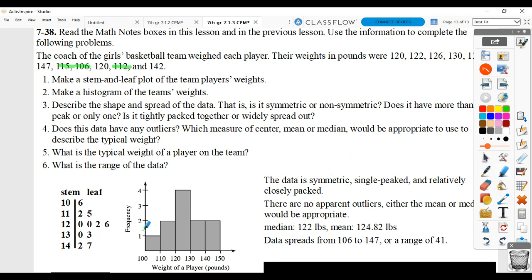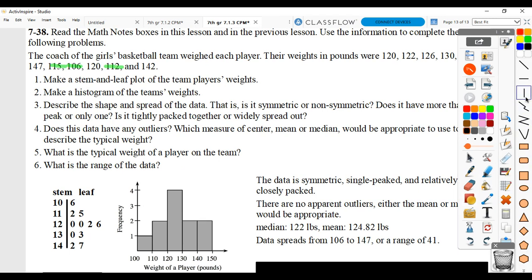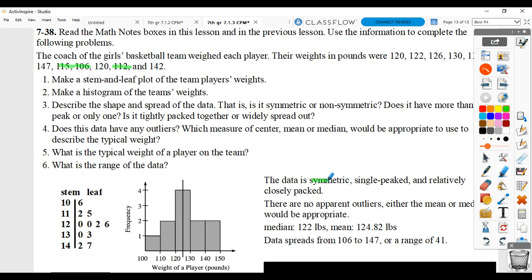Now, what do we mean by symmetric? We mean that if we have a vertical line put through, both halves are fairly close to mirror images of each other. All right, not exactly, but fairly close. So that's what we mean by symmetric. The idea of single peaked is that there's only one highest peak in our histogram, and they're fairly closely packed together.